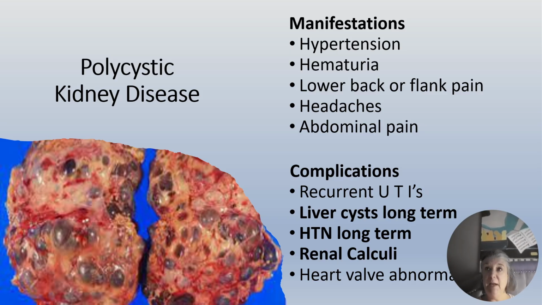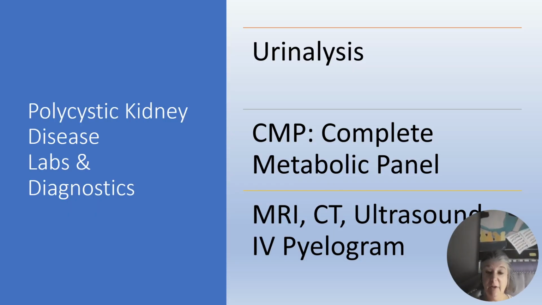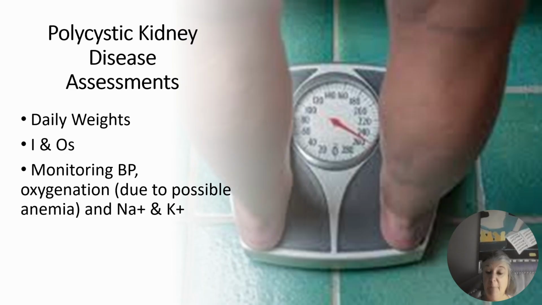we can't underestimate how severe the other consequences of it affecting other systems can be. It's because it can be very severe. Labs and diagnostics for PKD: urinalysis, CMP, which is a complete metabolic panel, and then we're going to do MRI, CT, ultrasound, IV pyelogram.